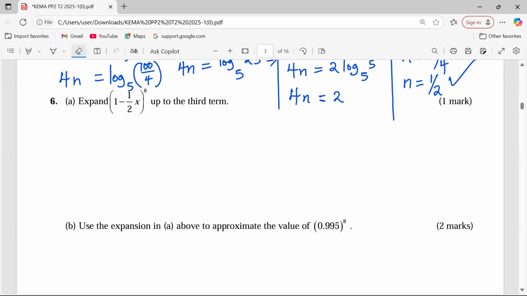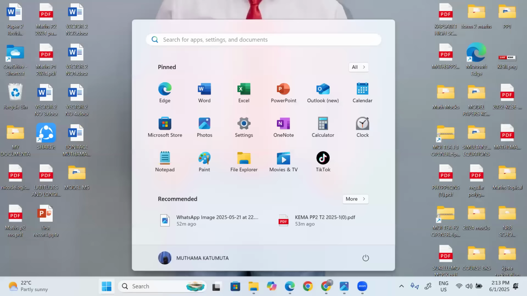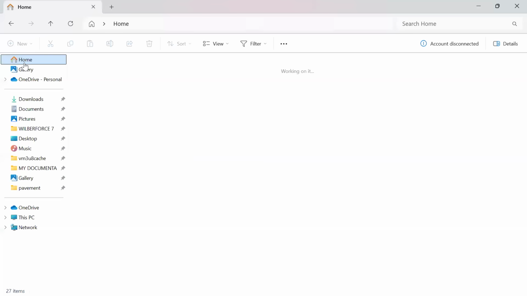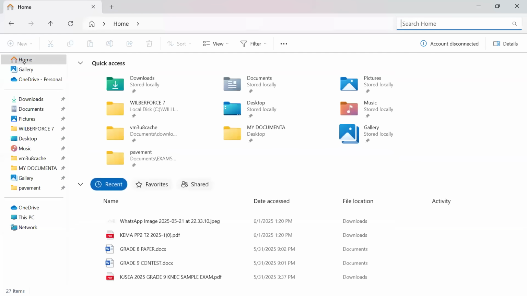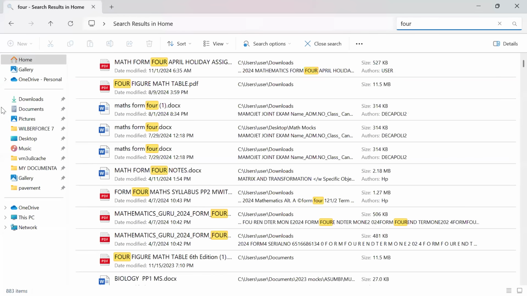Or rather, when given some of these questions like what you're having here, expand 1 minus a half x raised to the power of 8 up to the third term, we need first of all to list the binomial coefficients of power 8. And where are these binomial coefficients of power 8? They are found in the 4-figure tables. So if I go to my files and open the 4-figure table, I'll be able to read all the coefficients of power 8 or any other power.